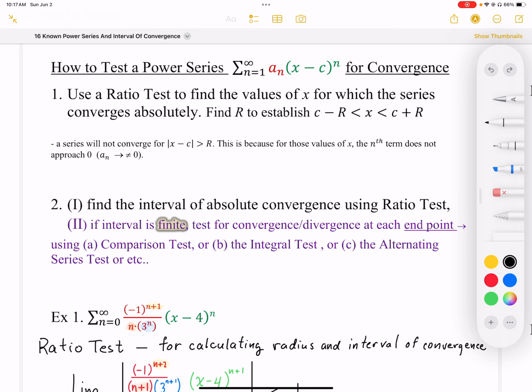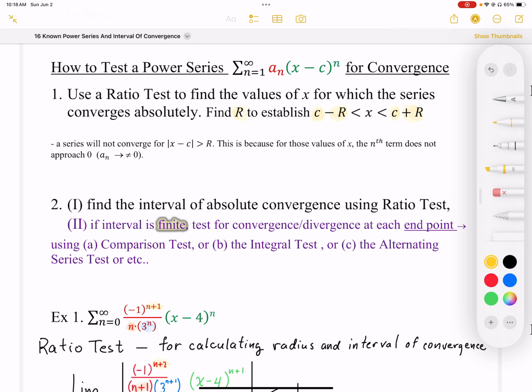And we're going to find the radius of convergence, which is R. Okay, so that R represents the radius of convergence. So we know that our interval is going to be from the center minus the radius to the center plus the radius. Okay, so that's going to establish our interval of convergence.